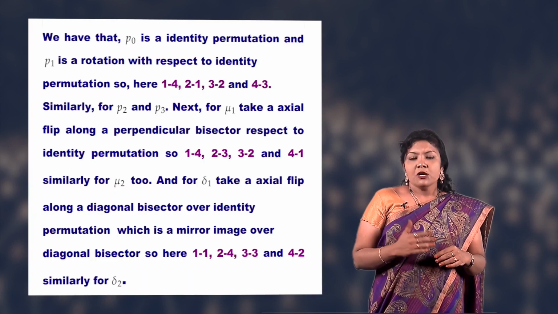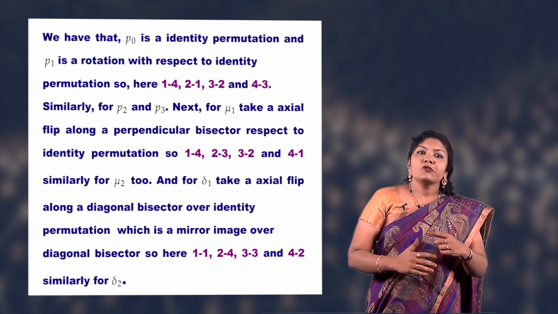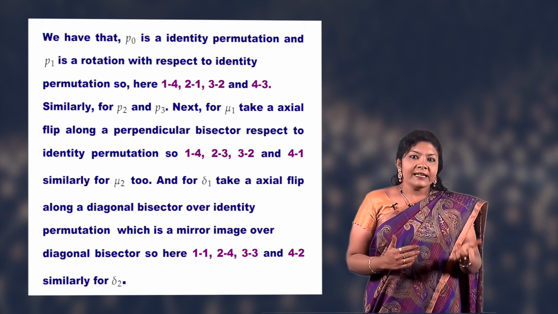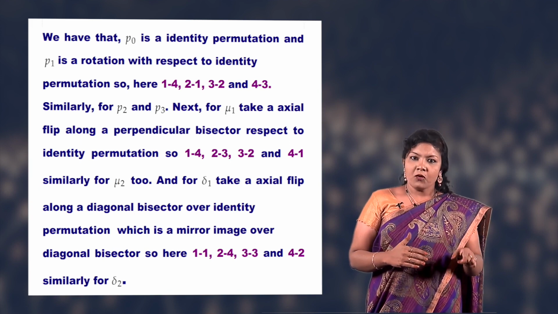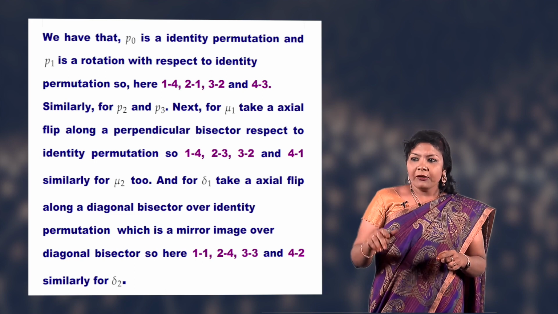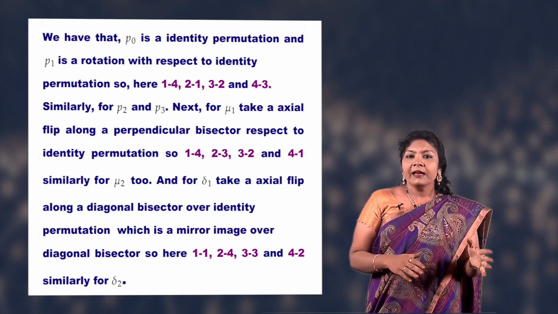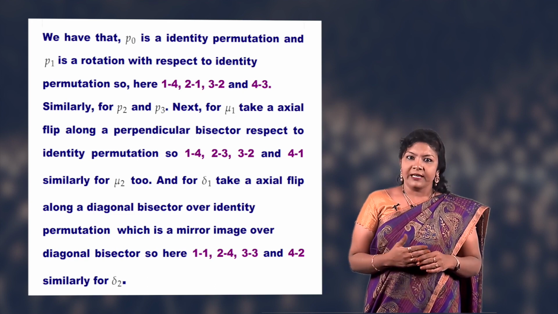We have that rho 0 is the identity permutation and rho 1 is a rotation with respect to identity permutation. So, here 1 goes to 4, 2 goes to 1, 3 goes to 2 and 4 goes to 3. Similarly, for rho 2 and rho 3.